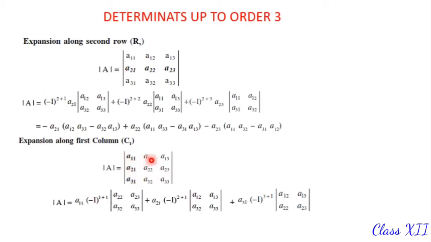of the A21 element, that particular row and column is gone, that is A12, A13, A32, A33 is the balance, plus last element is A31. If you take A31 minus 1 the whole power 3 plus 1, that is written, into the determinant, row and column is gone, balance A12, A13, A22, A23 it's written here. Then we have to expand as before, A11 into A22, A33 minus A23, A32, minus A21 into A12, A33 minus A13, A32, plus A31 into A12, A23 minus A13, A22. That is the expansion of the given matrix of order 3 by 3 along the first column.